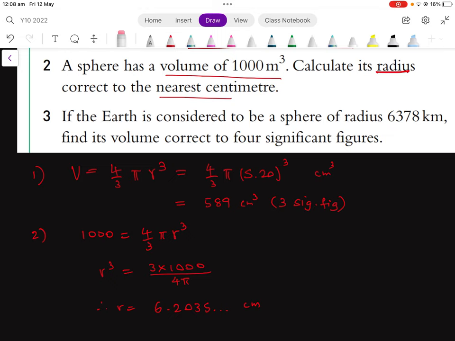This unit is in meters, and I need to convert that to the nearest centimeter. When I multiply by 100, I'll get so many centimeters. If I convert this to centimeters, I'll get 620.35 and so on centimeters. So my nearest centimeter would be 6.20 meters. Actually, this one is in meters, so I will write this as meters. If I want to write centimeters, I can write 620.